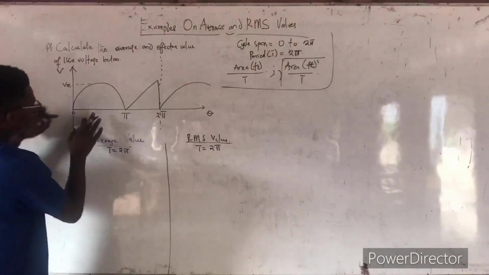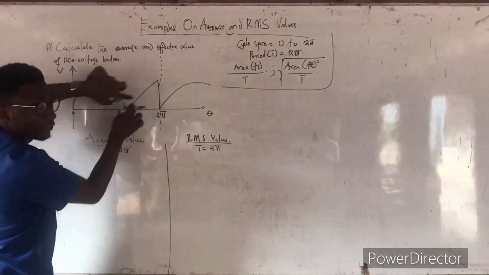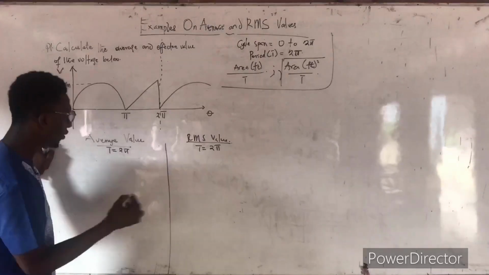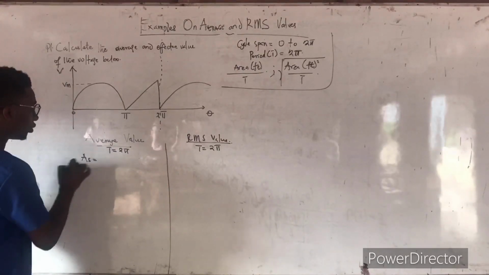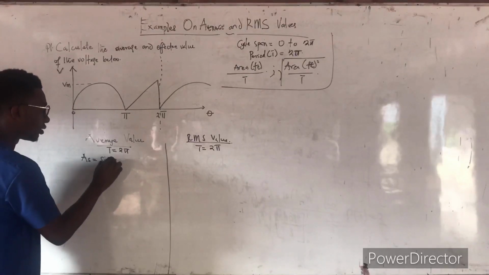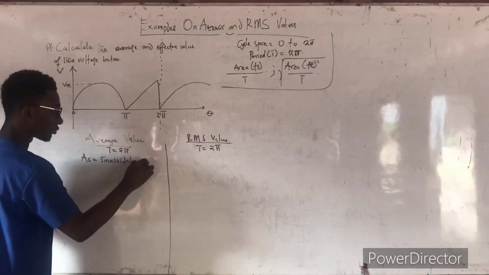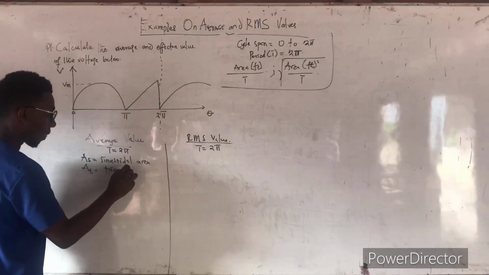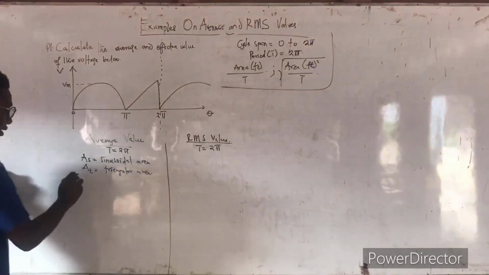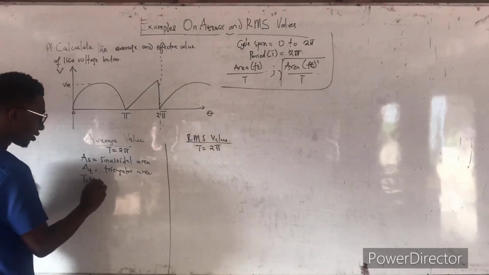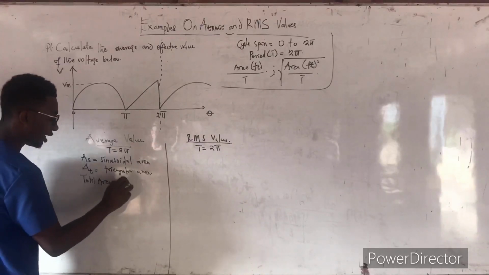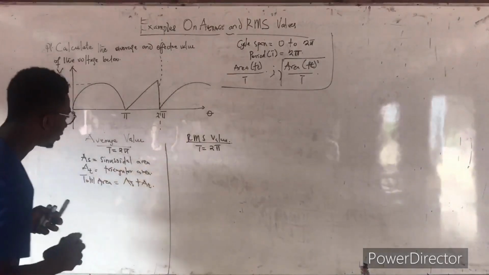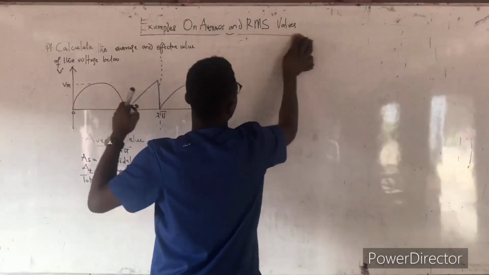Okay, so now, because there are two different wave diagrams here, you have to find the area of the two different wave diagrams and you find the total area. So now, if AS is equal to the sinusoidal area, and let's say AT is equal to the triangular area, then our total area would therefore be equal to AS plus AT. Okay, so if you understand this, let me clean this for the meantime because I'll come and continue from this side.